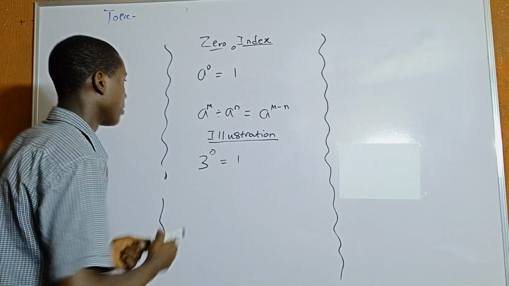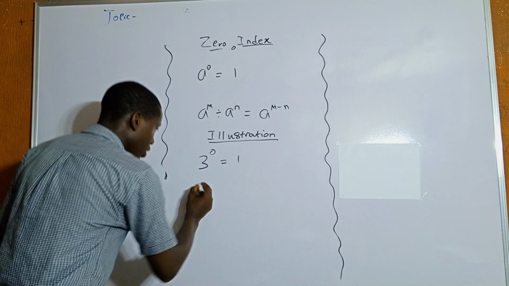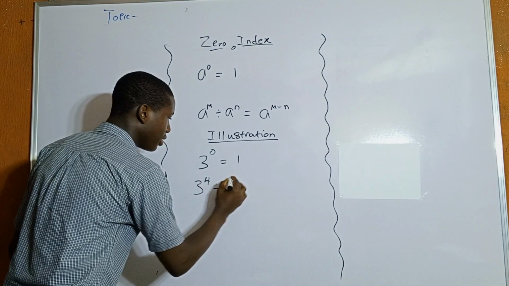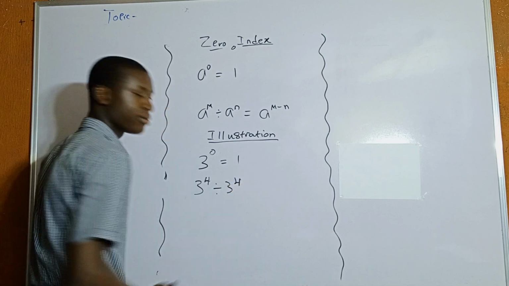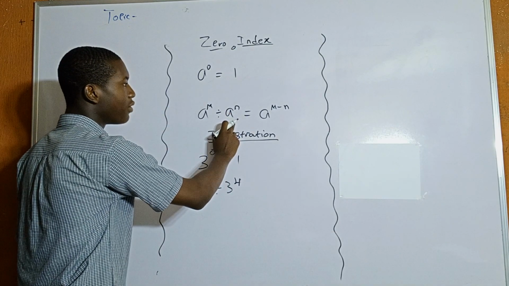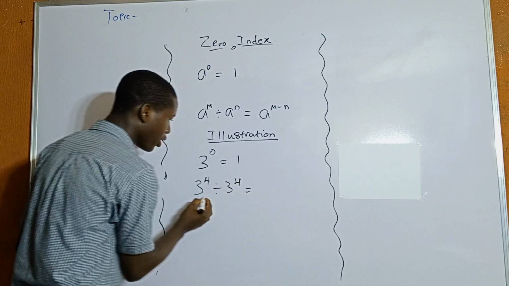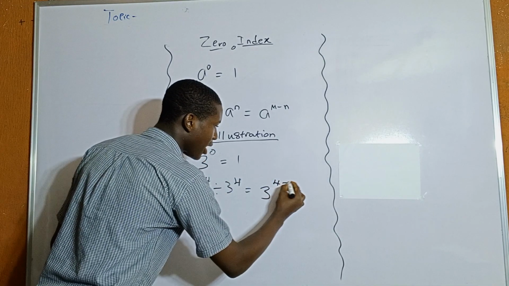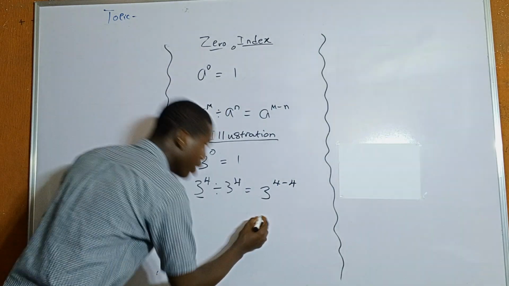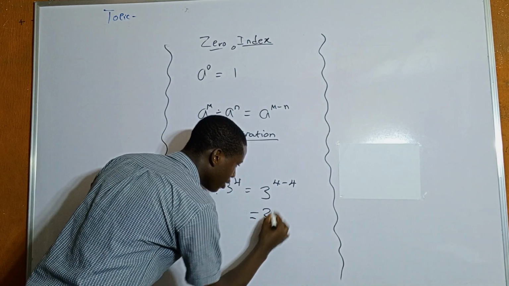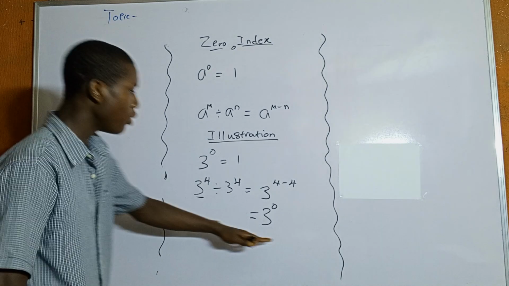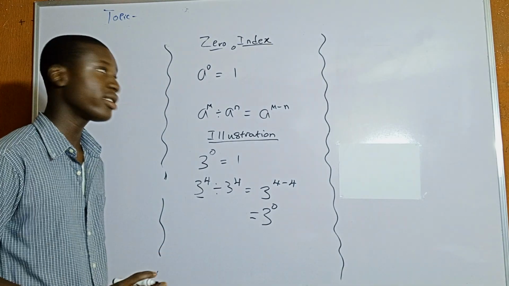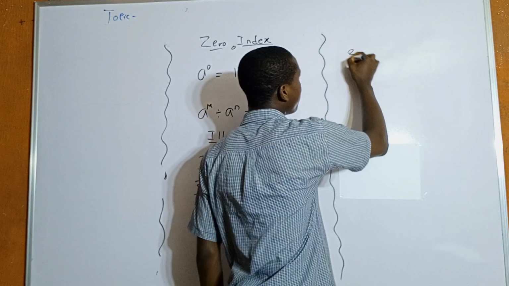Now let's find out. If we are given 3 raised to power 4 divided by 3 raised to power 4, according to the second rule of indices, it will be equal to, pick one base, say 3, raised to power 4 minus 4, which will be equal to 3 raised to power 0. But what will 3 raised to power 0 be equal to?